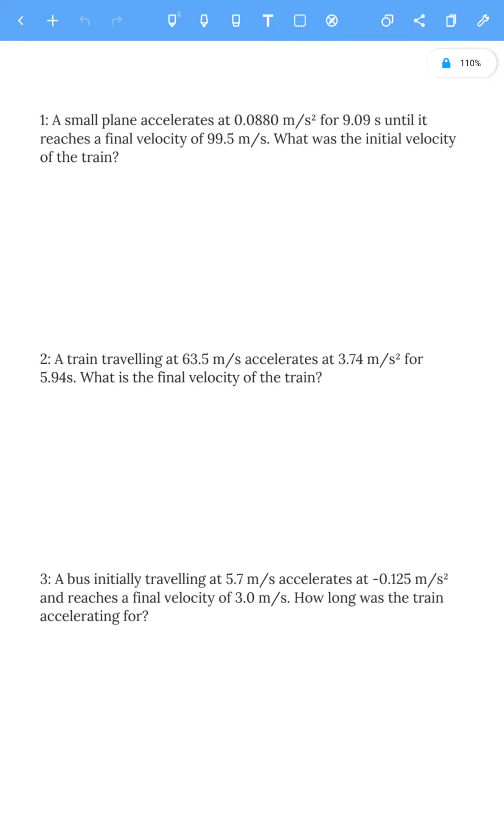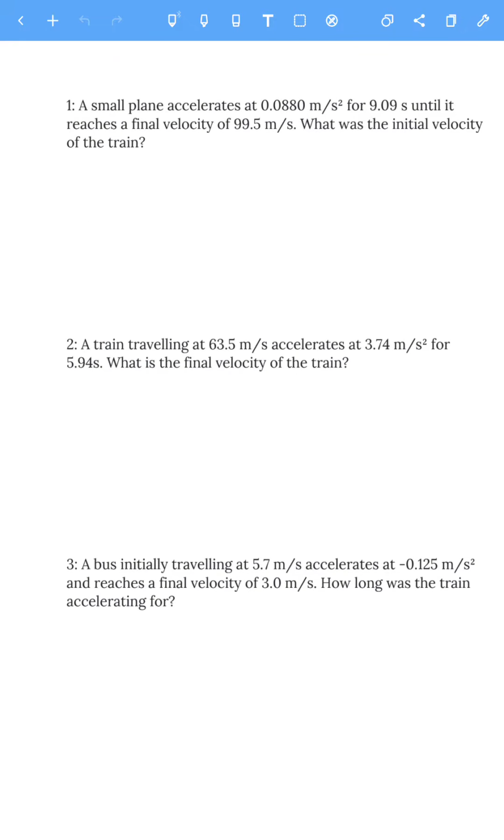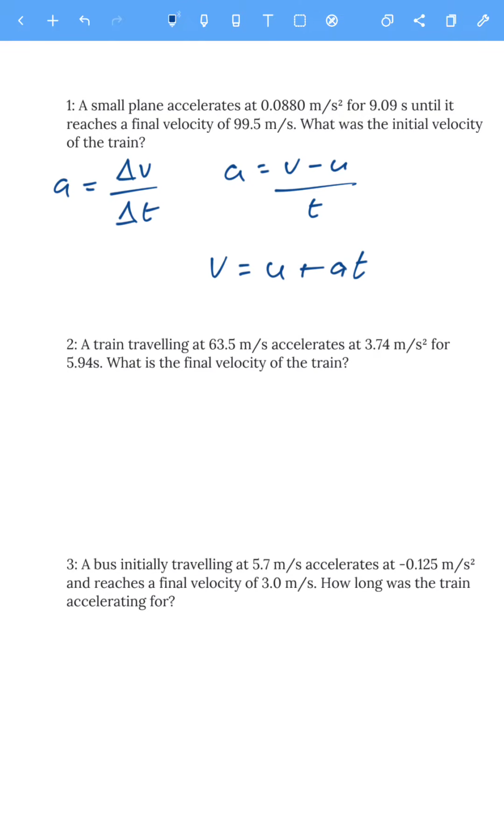So the equation, you might have seen it as acceleration is the change in velocity divided by the change in time. That could be written as acceleration is the change in velocity, the final velocity subtract the initial velocity, divided by time. Or you may have seen it as the final velocity is the initial velocity plus acceleration times time. You could use either of these, it's completely up to you. Or you could use both or all three.